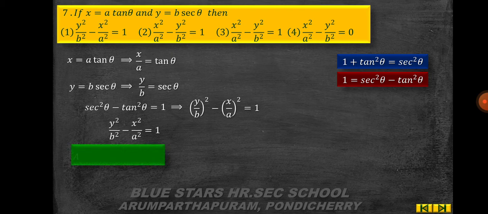So y square by b square minus x square by a square is equal to 1. So the correct option is option 1. Y square by b square minus x square by a square is equal to 1.